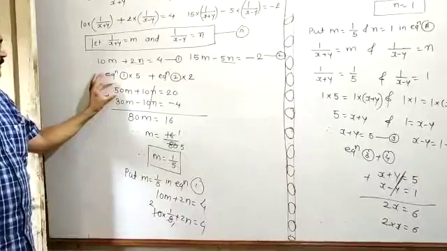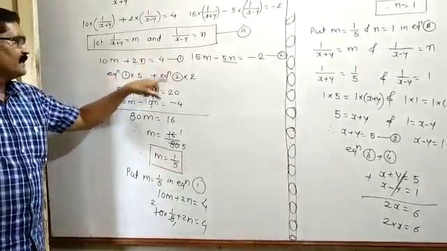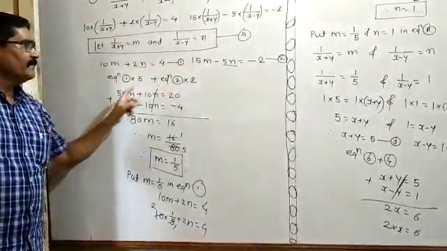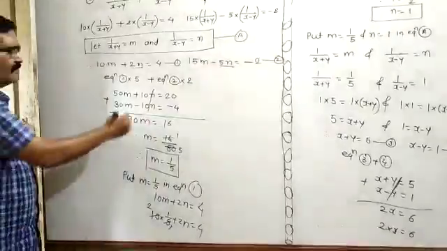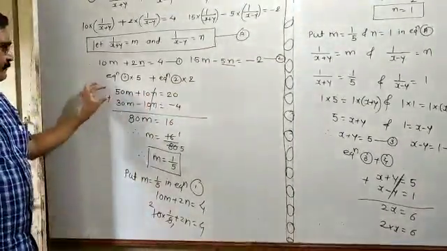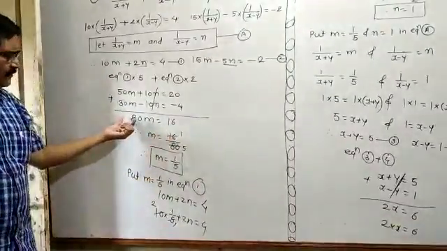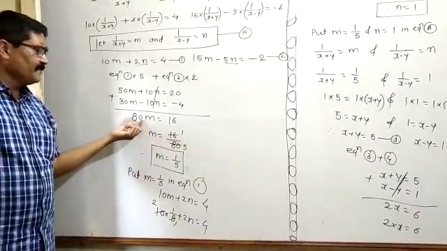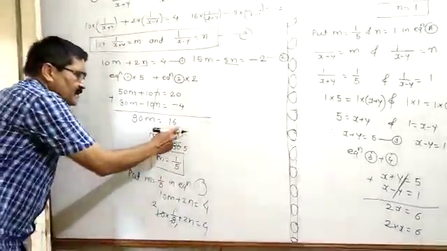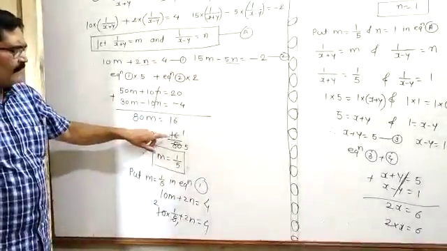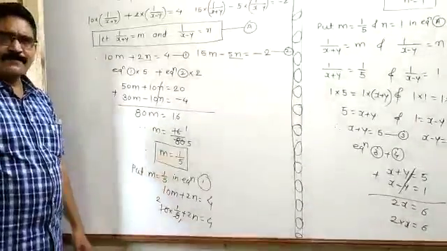Then 5 10s are 50m, 5 2s are 10n, and 5 4s are 20. Then 2 15s are 30m, 2 5s are 10n, and 2 2s are 4. You have to strike out plus 10n and minus 10n. 50m plus 30m is equal to 80m is equal to 16. Therefore, you have to transpose this 80. When you transpose this 80 to the other side, it becomes divided by, and 16 upon 80 will come. But 80 is divisible by 16. 16 1s are 16, 16 5s are 80. Therefore, m is equal to 1 upon 5.